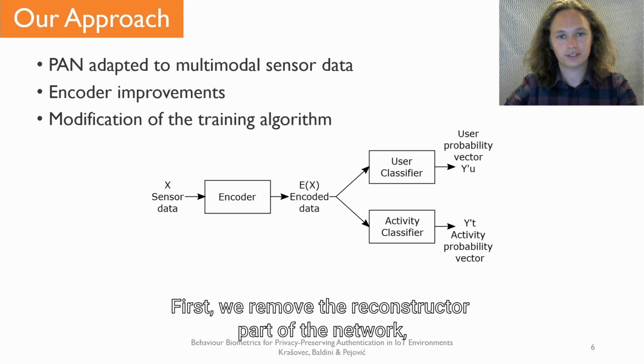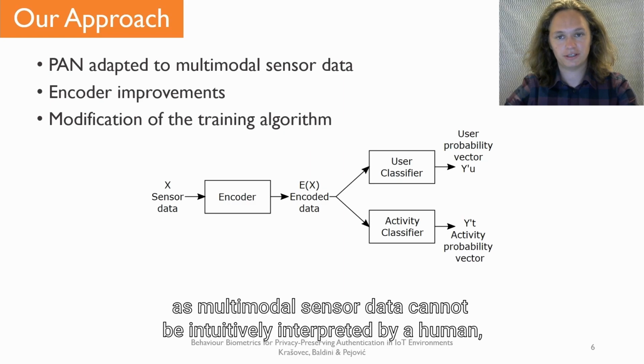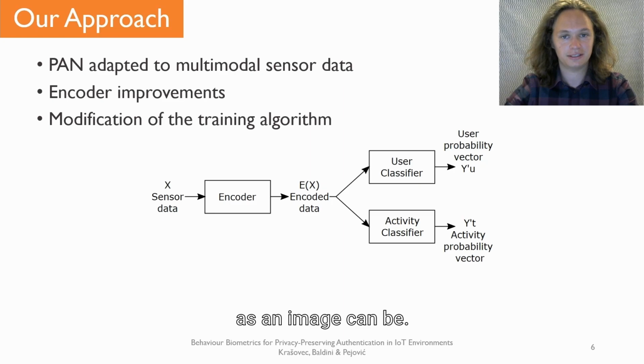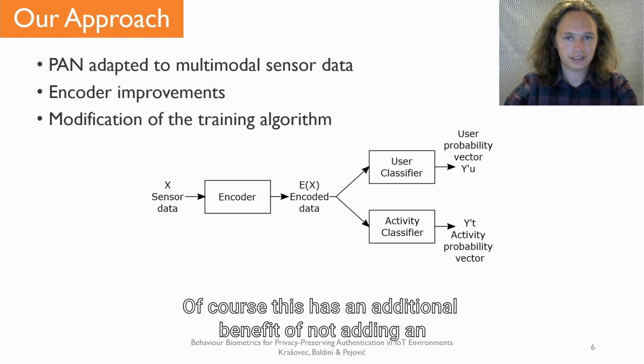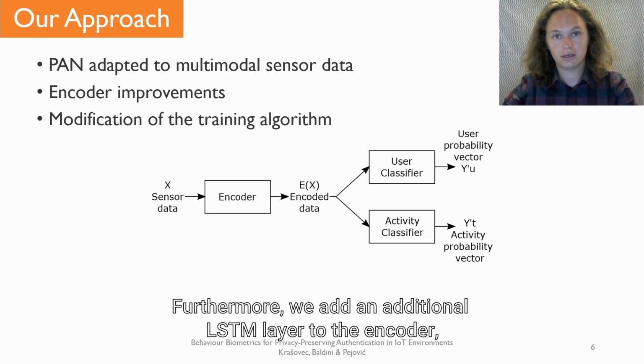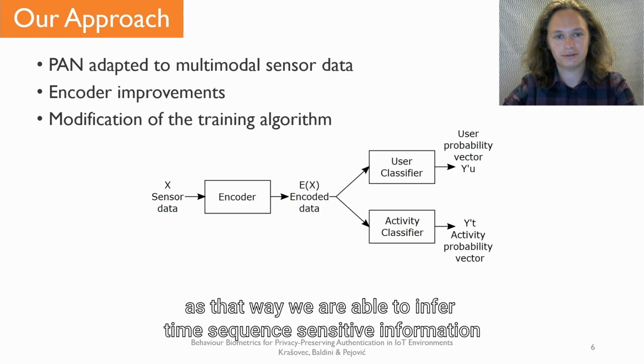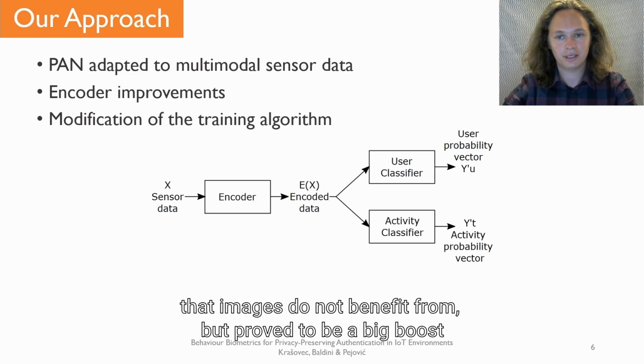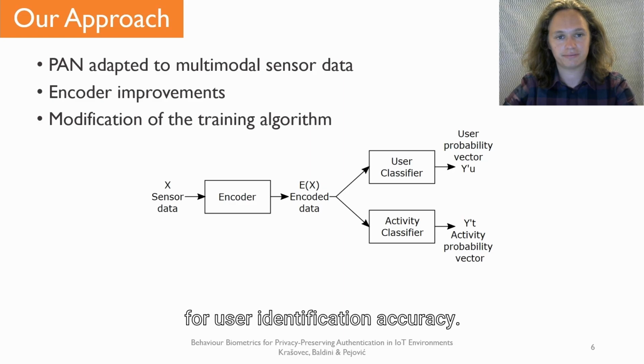First, we remove the reconstructor part of the network, as multimodal sensor data cannot be intuitively interpreted by a human as an image can be. Of course, this has an additional benefit of not adding additional computational complexity to the system. Furthermore, we add an additional LSTM layer to the encoder, as that way we are able to infer time sequence sensitive information that images do not benefit from, but proved to be a big boost for user identification accuracy.